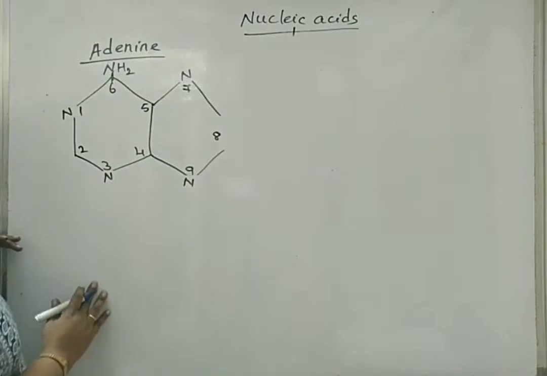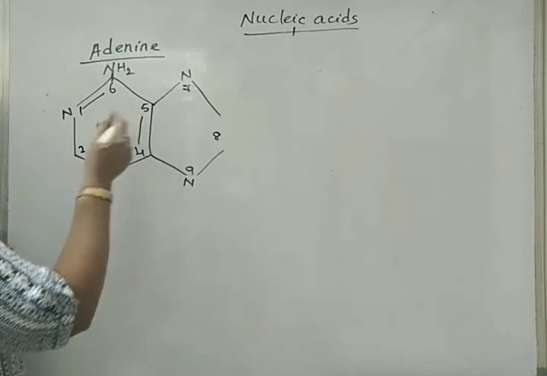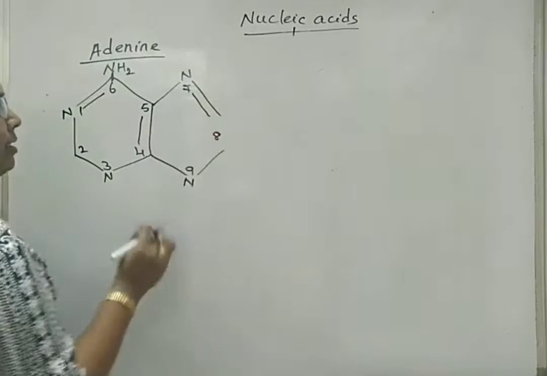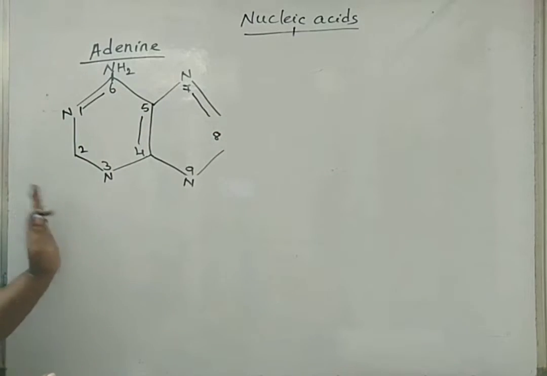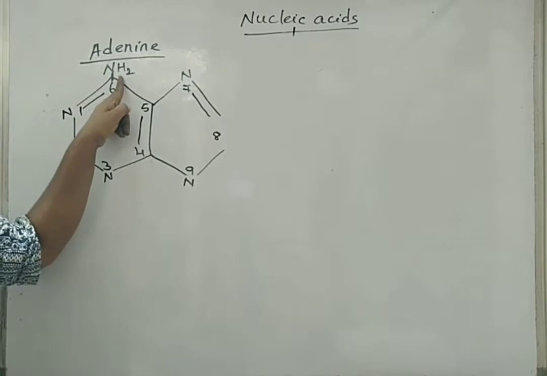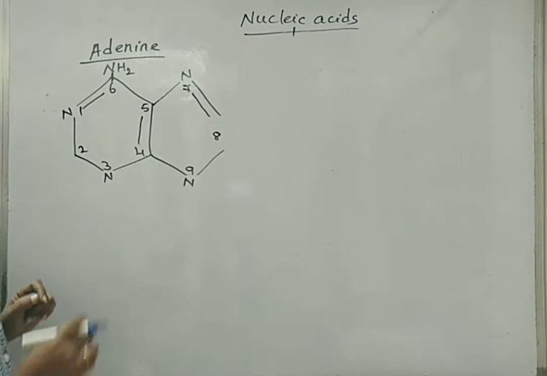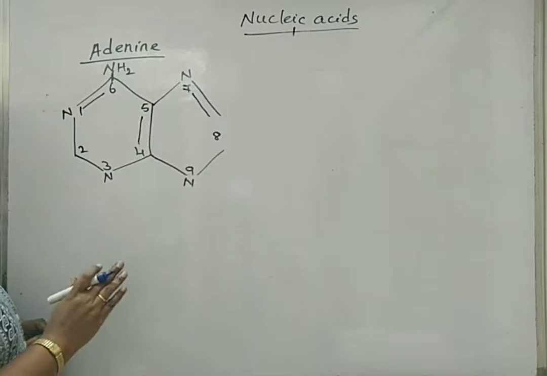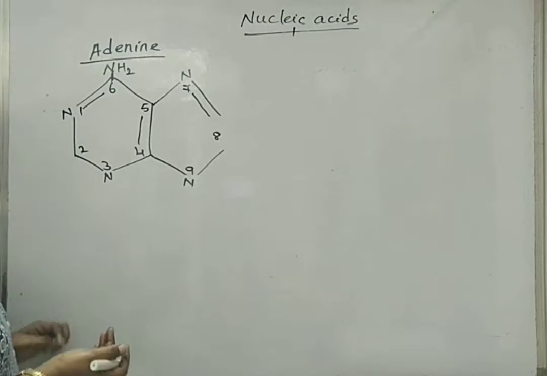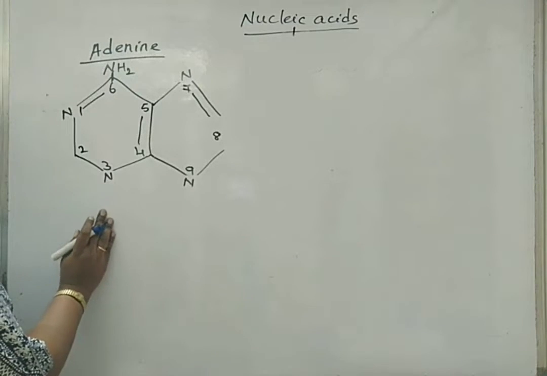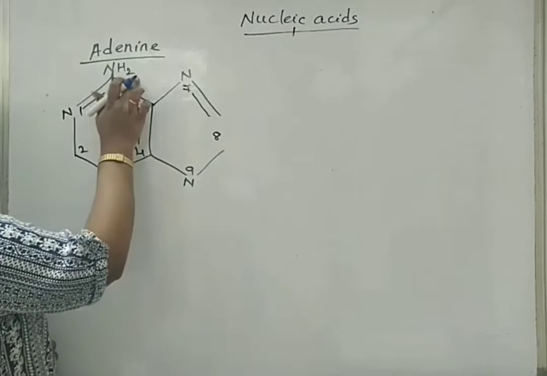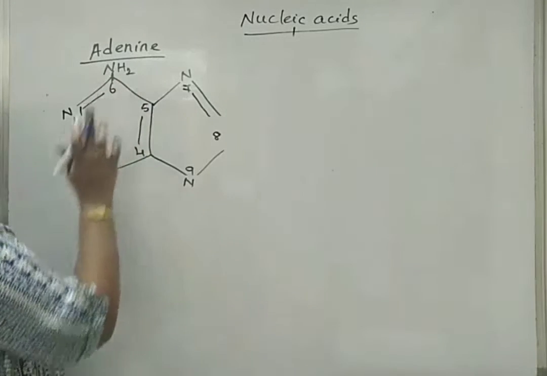I am not mentioning all the double bonds here perfectly balanced, because in biology we just need the functional groups present in adenine or guanine, like purines or pyrimidines. So the adenine structure has an amino group at its 6th carbon position.